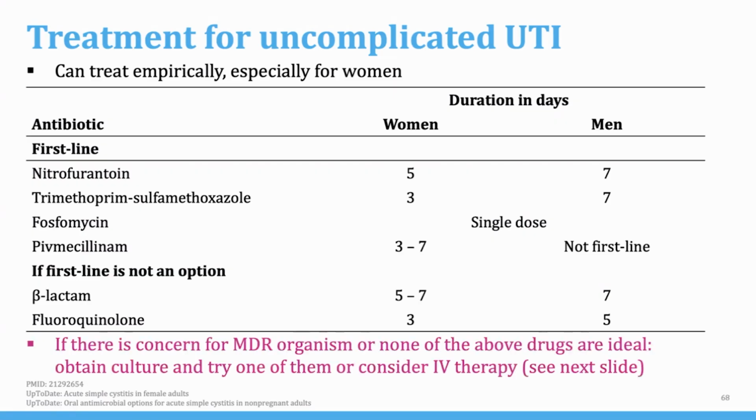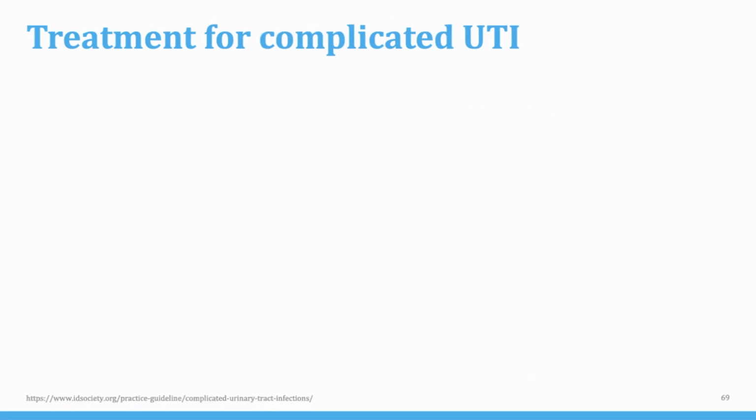And if you have concern for an MDR organism based on some of the factors we discussed in the previous slide, or none of the above drugs are ideal due to possibly a side effect profile or prior culture data, that's when you would obtain a culture. You could still empirically try one of these agents if you want, especially if you're going to try to treat them as an outpatient. Maybe pick the least bad of these options, or you may just have to proceed to parenteral therapy.